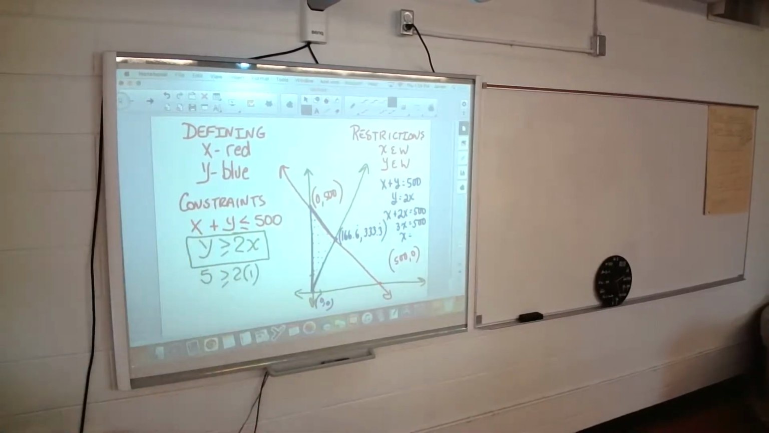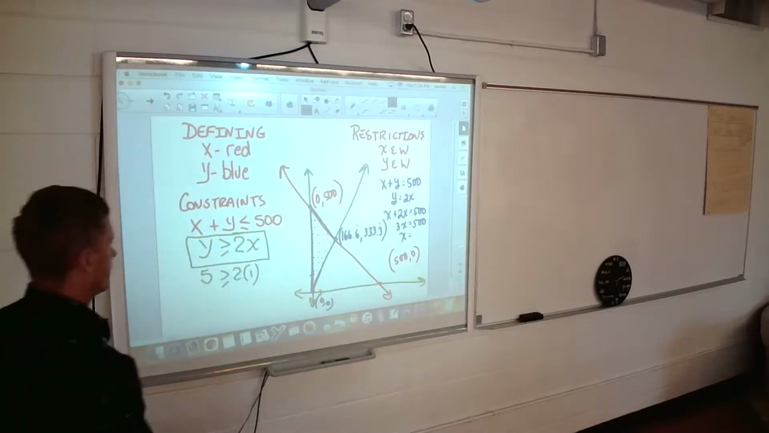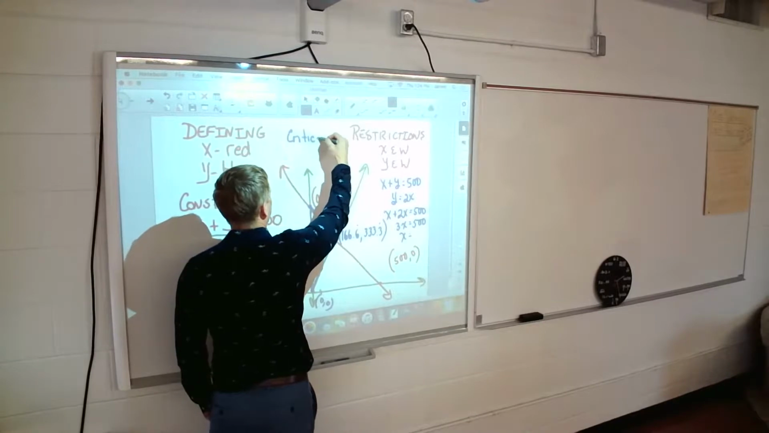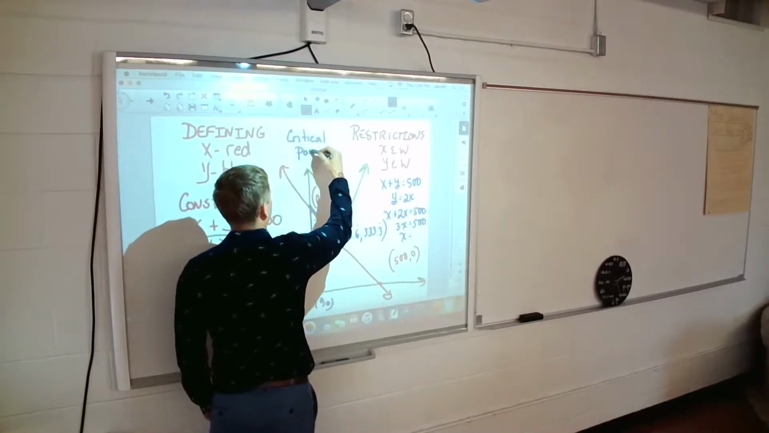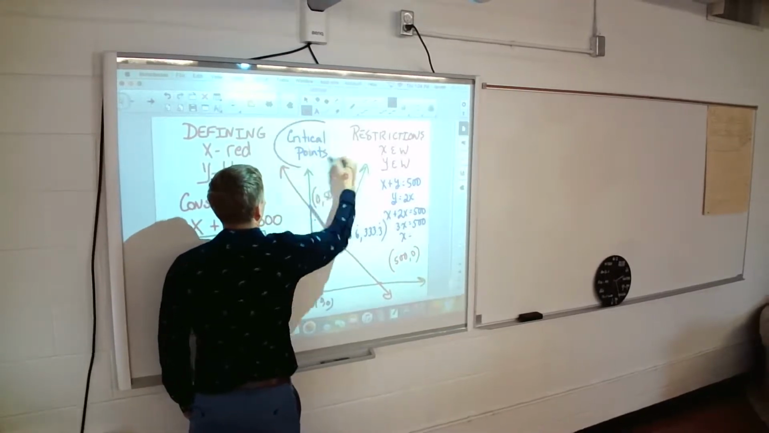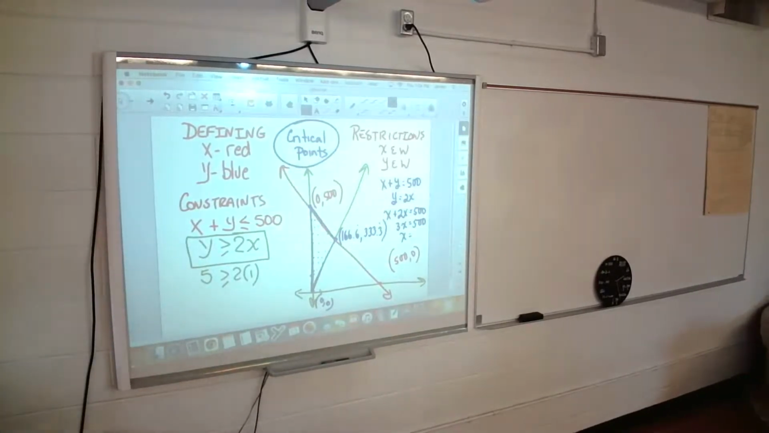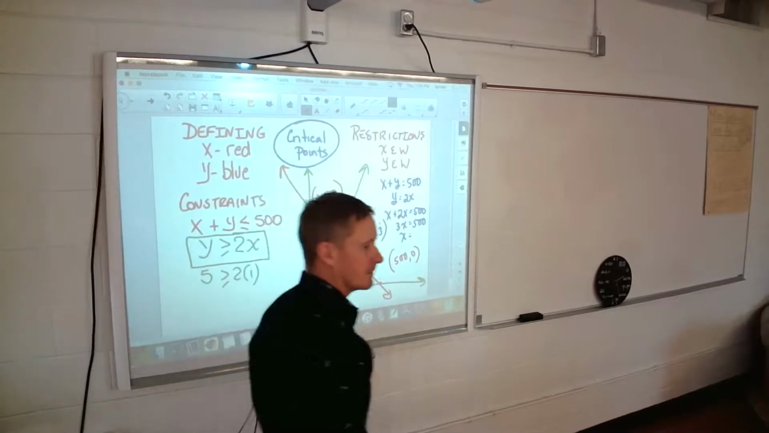So this coordinate right here, those are called critical points. The only thing new to you today is this: critical points. We don't need it for 6.3, but we will for 6.4 and 6.5. They are the vertices on your boundary lines. They are what we use for the optimization part of my problem, my objective.